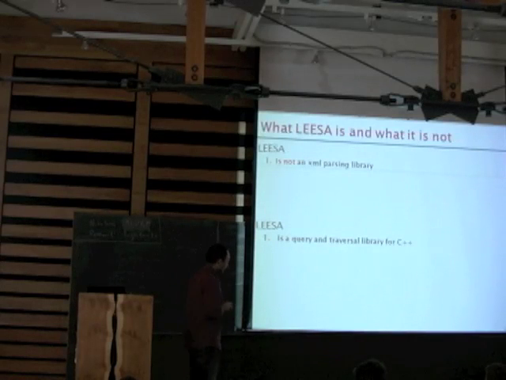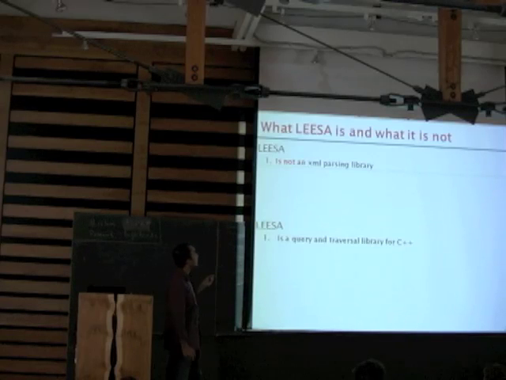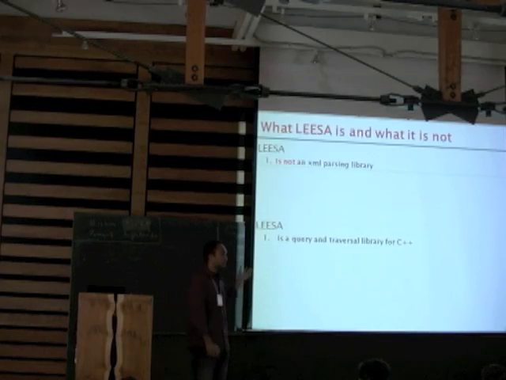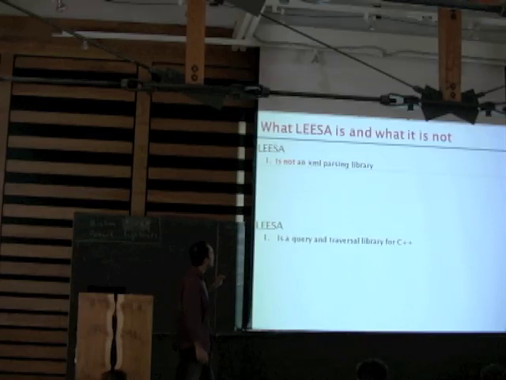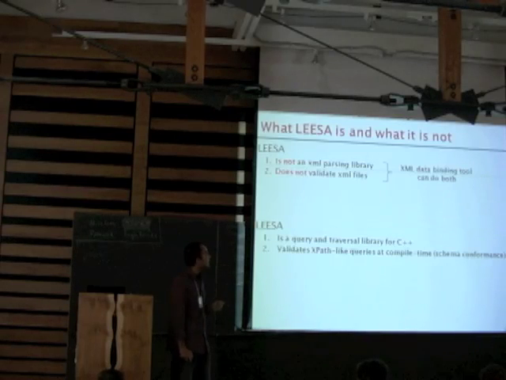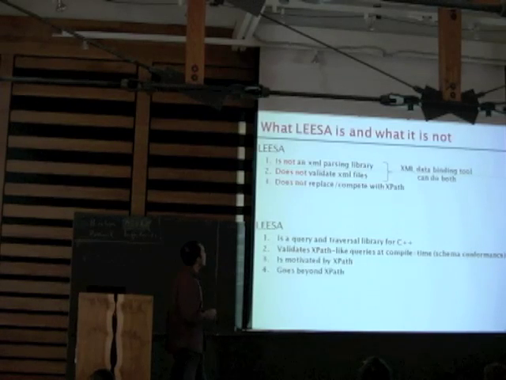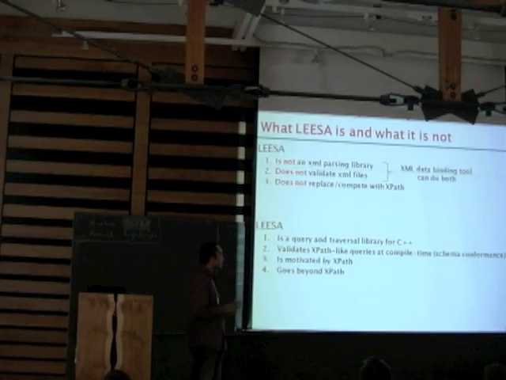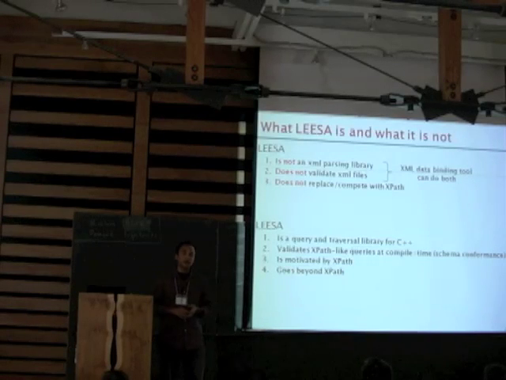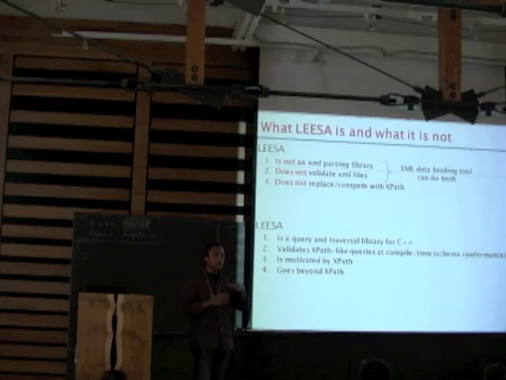So one way of looking at Lisa is what it is and what it is not. It's not an XML parsing library. From the examples, you have probably figured that out by now. It's a query and traversal library. It does not validate XML files. It actually validates your XML query against your schema, not the XML document. It does not, now this sounds funny, compete with or replace XPath. XPath is way more powerful.